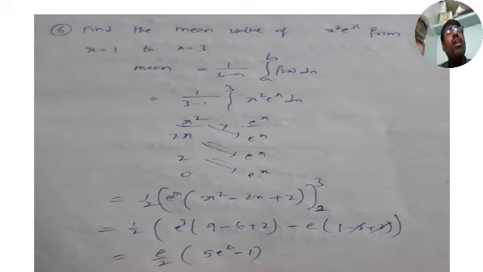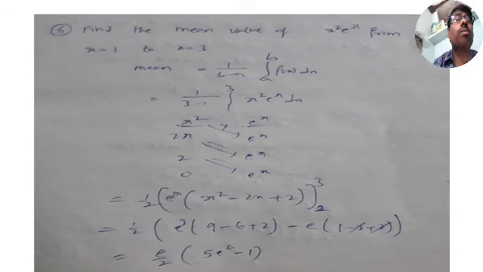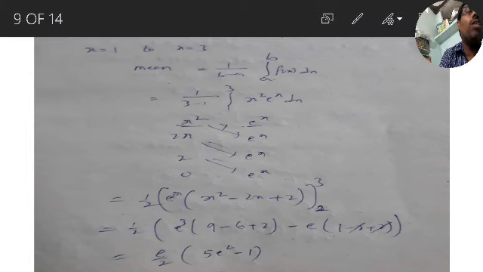Can you try, guys? Can you try for me? Find the mean value of x square into e power of x. Function is x square into e power of x, and limits are 1 and 3. So what is a mean? What is a mean, guys?